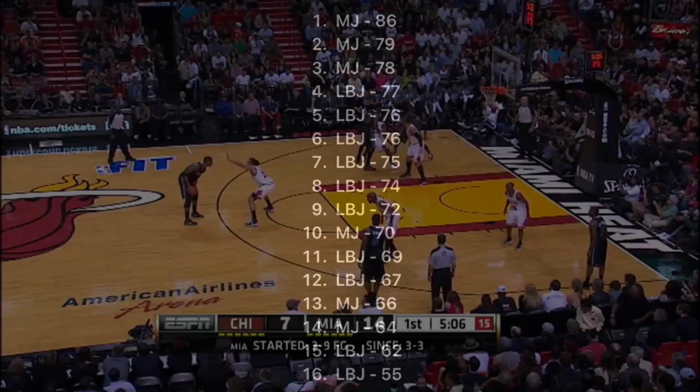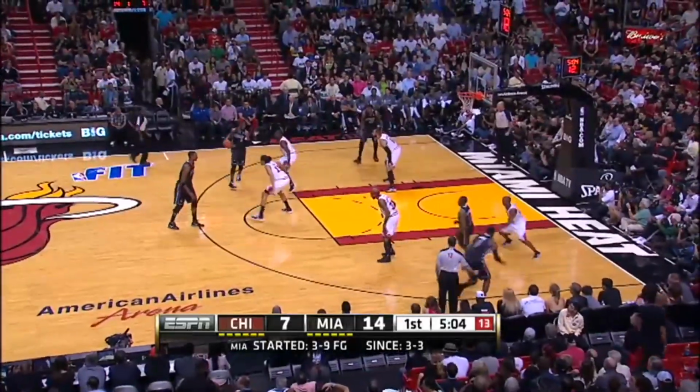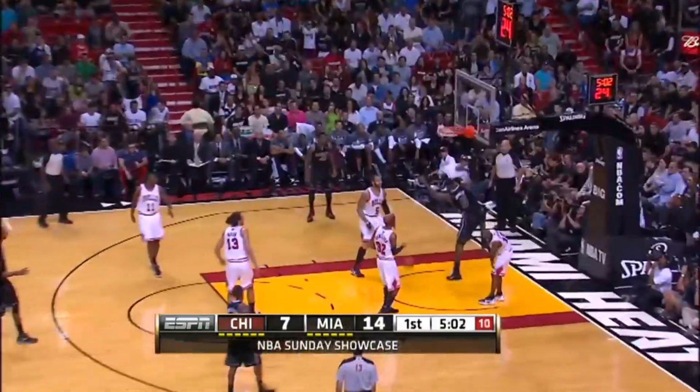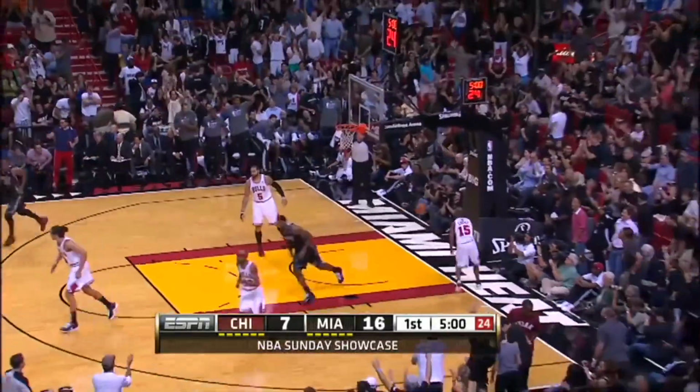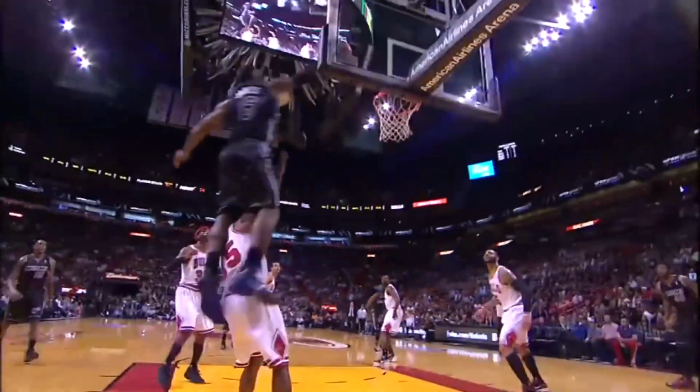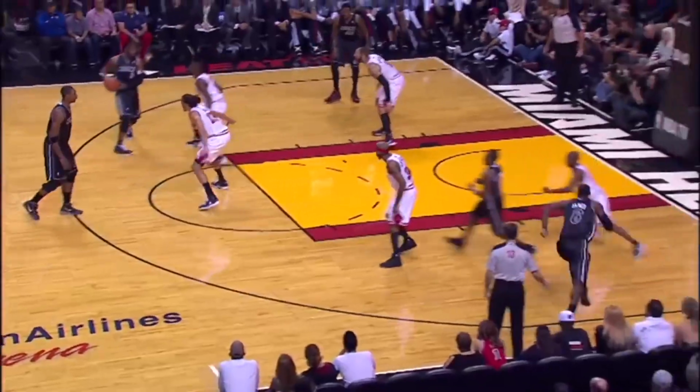So let's get this straight here. MJ had the ball in his hand more than LeBron, and yet LeBron has the better stats. LeBron's teammates had the ball more than MJ's teammates did, and yet MJ's teammates have the better overall stats.